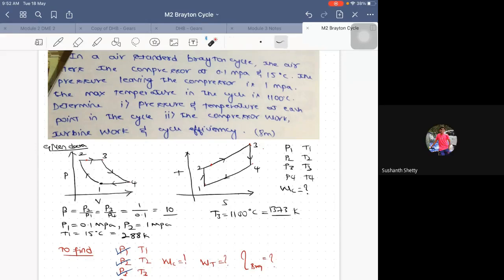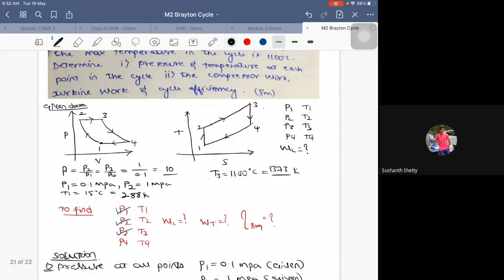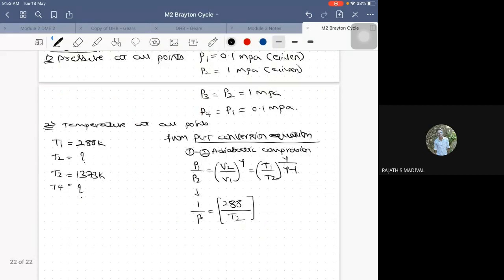Not given. See, carefully observe this. He has specified it as air standard. So I would just write here air standard. Air standard means we are taking gamma of air. What is gamma of air? 1.4 is the gamma of air. I would take that 1.4 divided by 1.4 minus 1. Beta value is 1 divided by 10, correct?